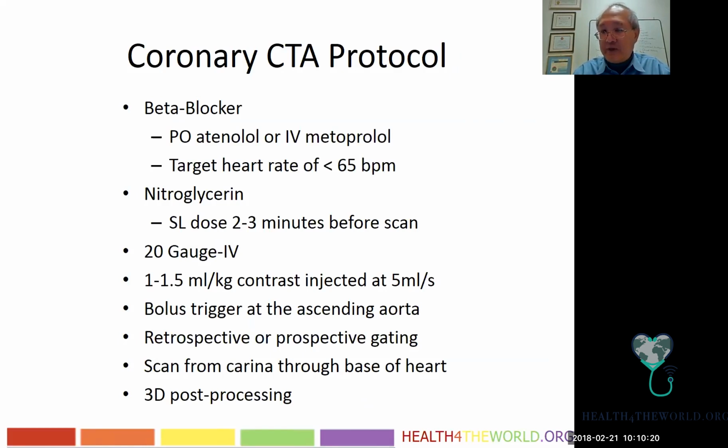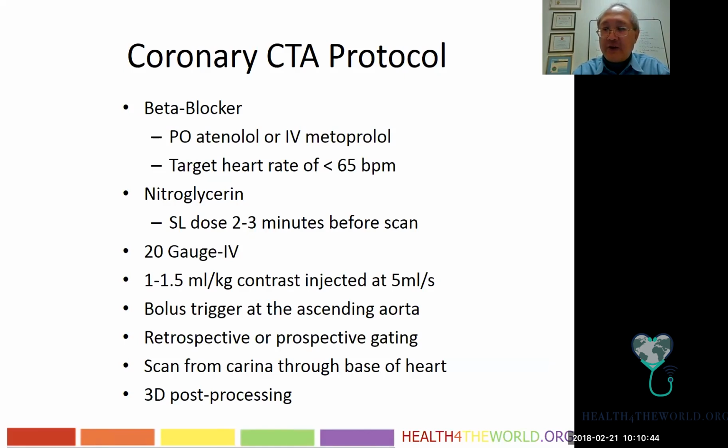About 2 to 3 minutes before the scan, we will administer sublingual nitroglycerin at a 0.4 milligram dose. The purpose is to dilate the normal segments of the coronary arteries, increase the contrast perfusion and opacification of the coronary system, and also exaggerate the differences between the fixed stenotic lesions and the open coronary arteries.